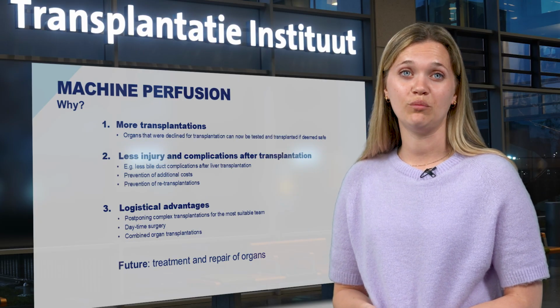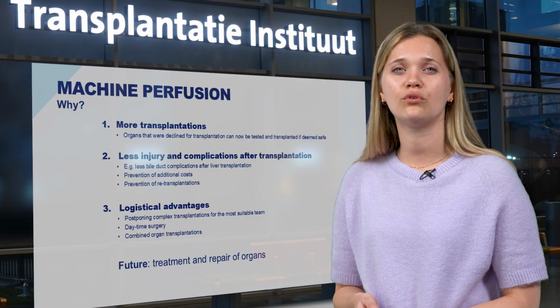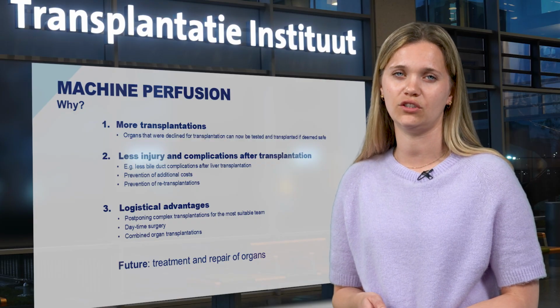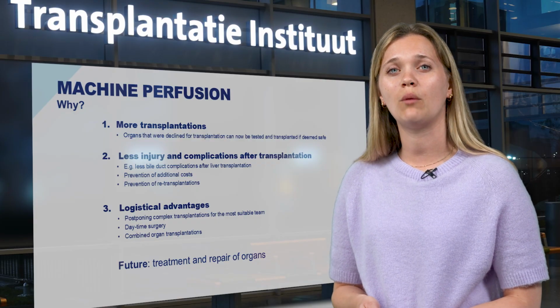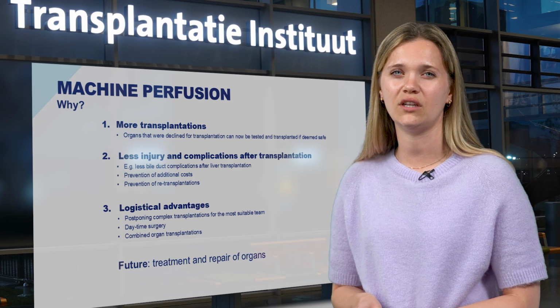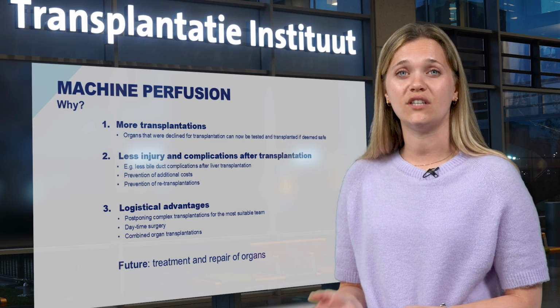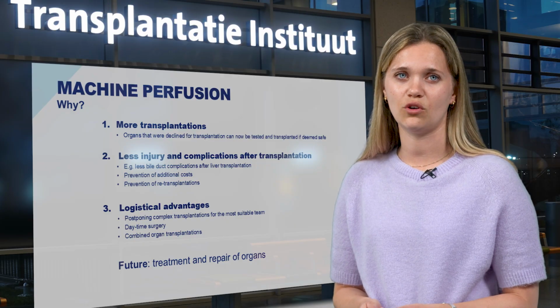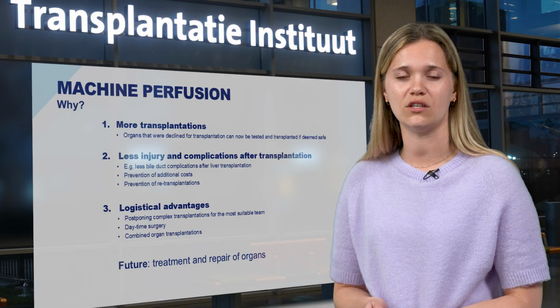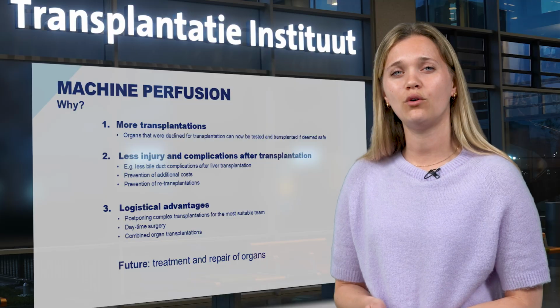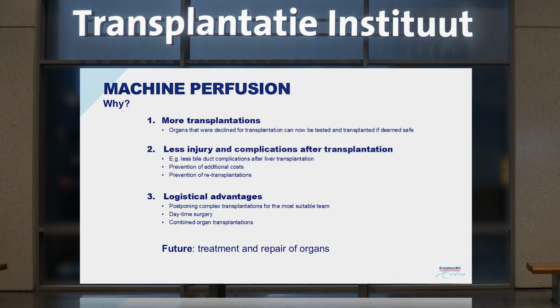So why then machine perfusion? First of all, most importantly, we can do more transplantations. So organs that were upfront declined for transplantation and deemed not good enough, we can now test before we transplant them. So we have extra organs we can transplant. We also see that we have less injury and fewer complications after transplantation if we use machine perfusion.